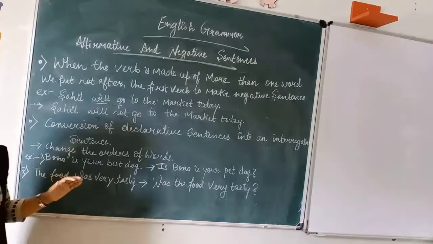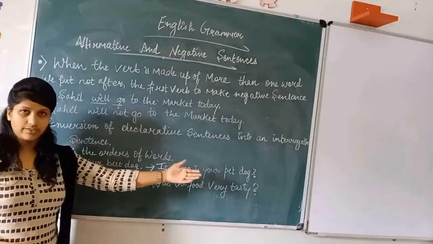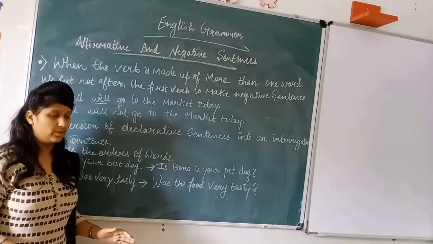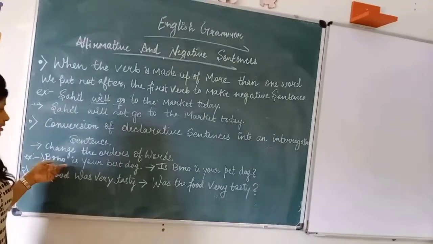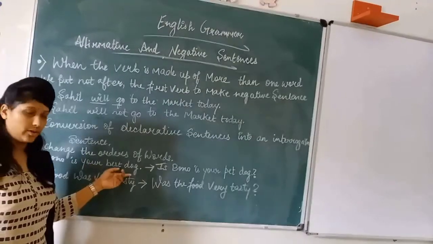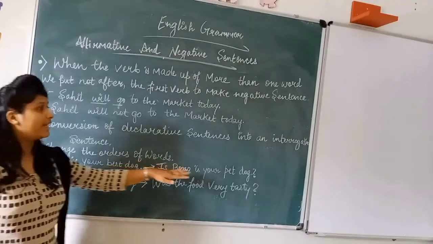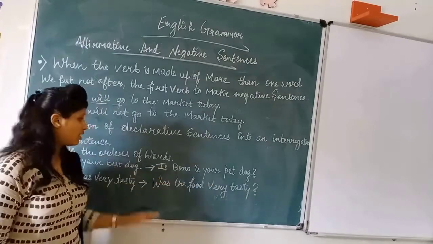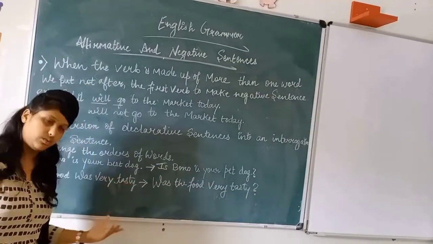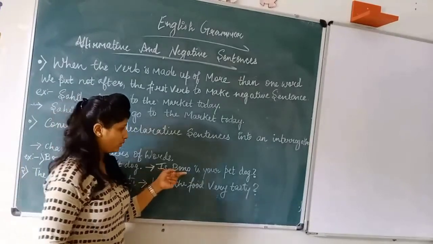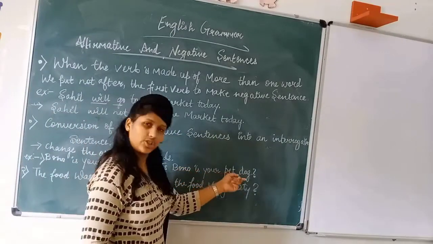For changing a sentence into an interrogative sentence, we need to change the order of the words. For example, Bono is your best dog. For changing this declarative sentence into an interrogative sentence, we will change the order of the words. And the sentence will be like this: Is Bono your pet dog?